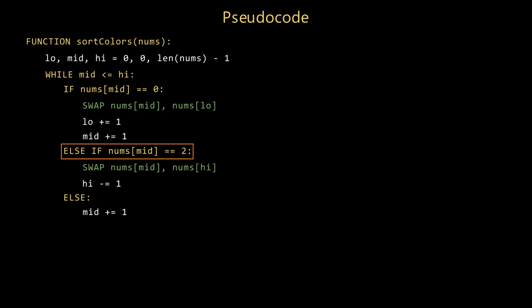If the value at mid is 2, it belongs with high. Swap mid with high to park the 2 on the right. Shrink high only, mid stays so we reread the new value. Otherwise the value is 1, no swap is needed. Step mid forward to scan the next cell.